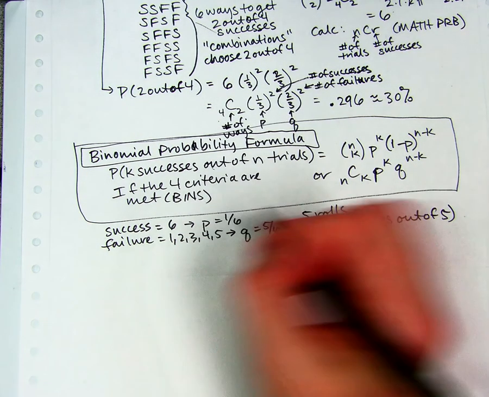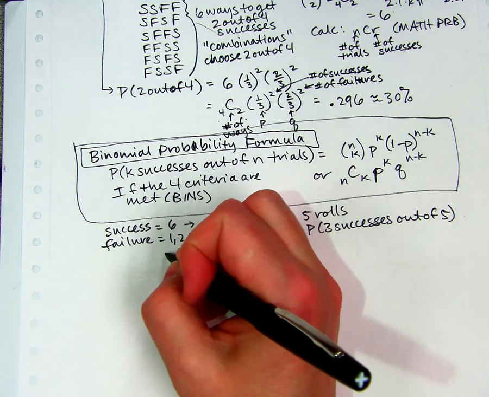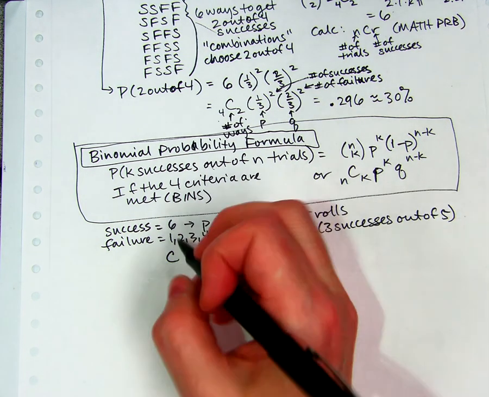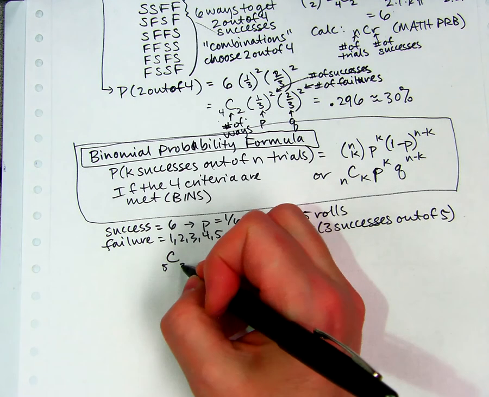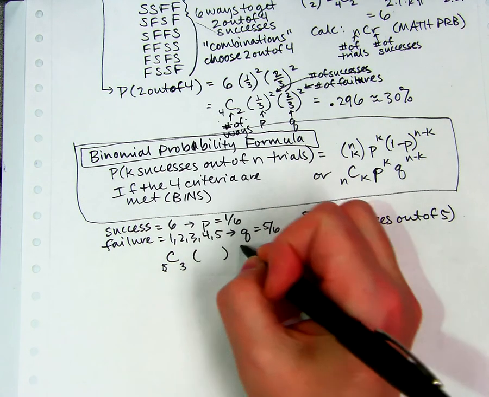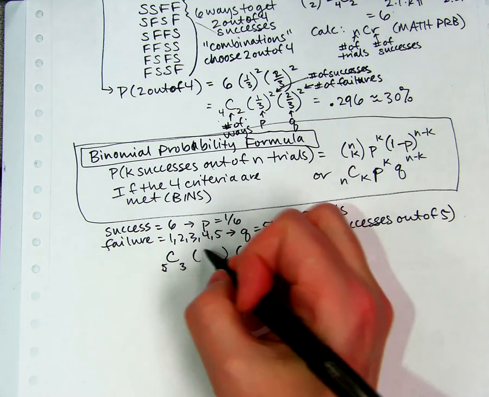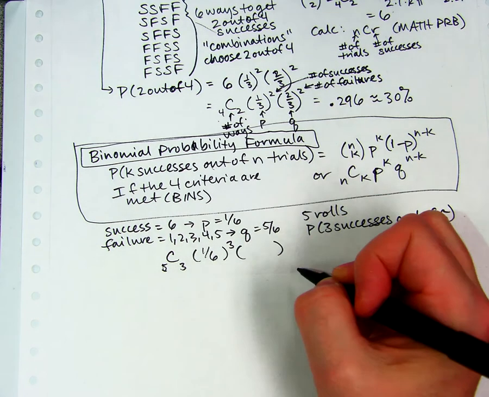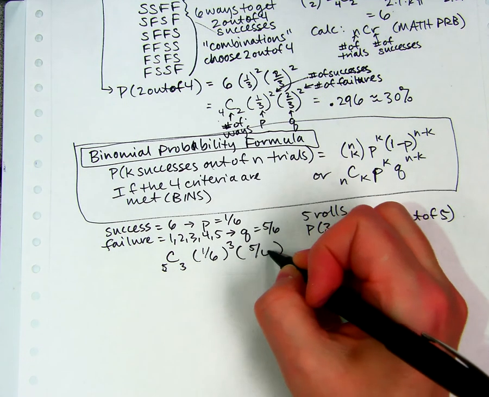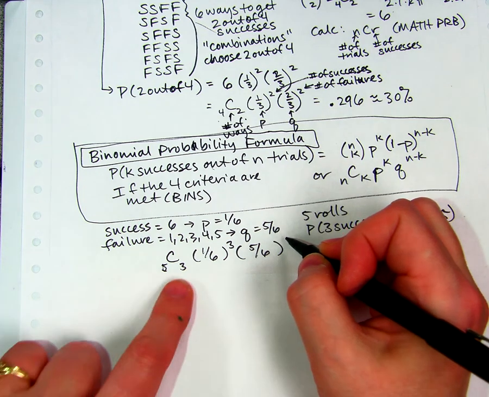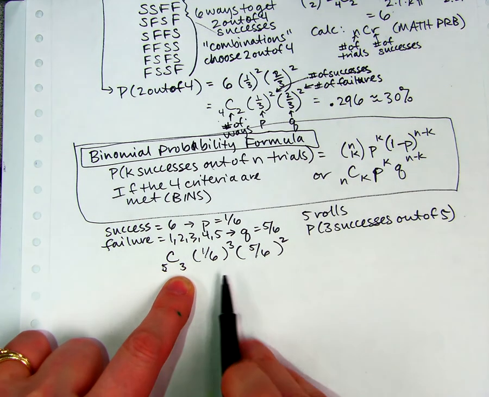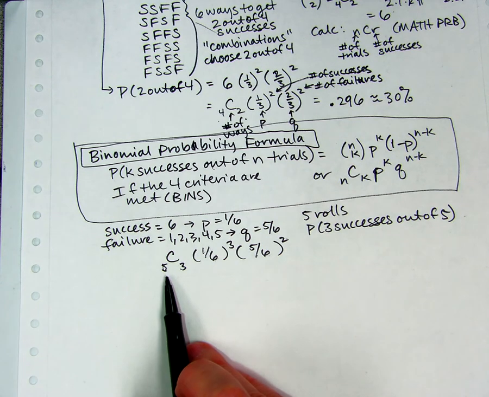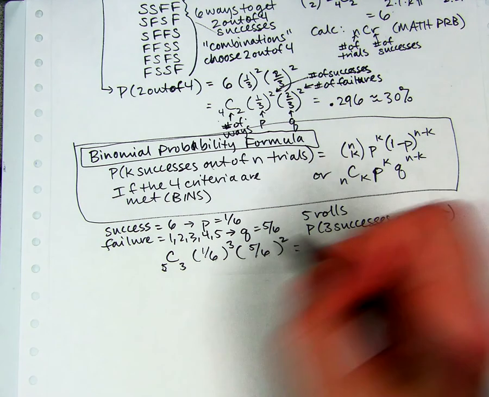Okay, so my probability is C. I have to think about how many rolls, 5. How many successes, 3. Right? And then I'm going to take my probability of success to the number of successes, which is 3, and the probability of failure to the number of failures, that's 5 minus 3. So basically this is saying I'm getting 3 successes, 2 failures, and this is how many different ways it could happen. And then I type that whole thing in my calculator.